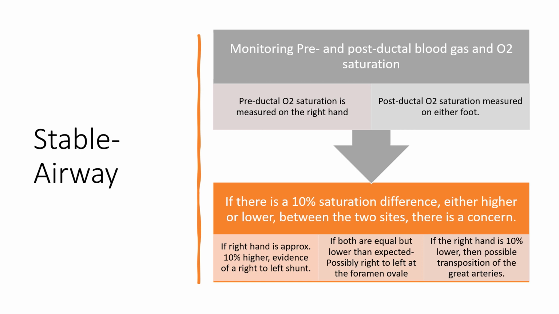from the right side to the left side. If both are equal but lower than expected, possibility of a right to left shunt at the foramen ovale. And then if the right hand is 10% lower, possible transposition of the great arteries. This sounds about as concerning as it should. Not a great deal. We'll go over that in a few.